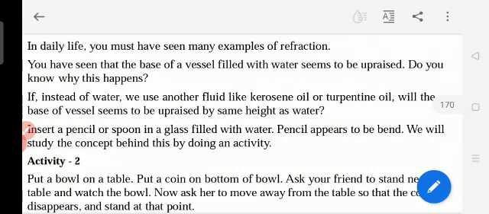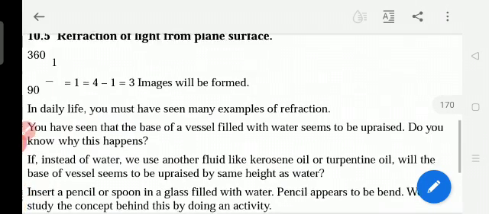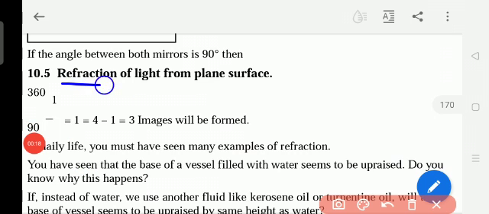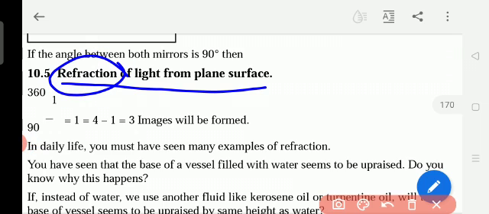Yesterday we studied the reflection laws and some examples of reflection through plane surfaces. Now we are going to study the refraction of light from a plane surface. Refraction means, as I already told, the bending of light which travels from one medium to another medium.